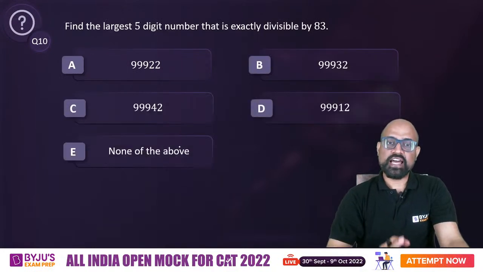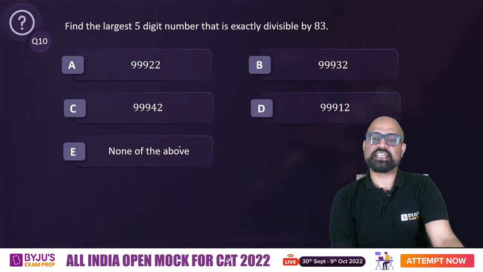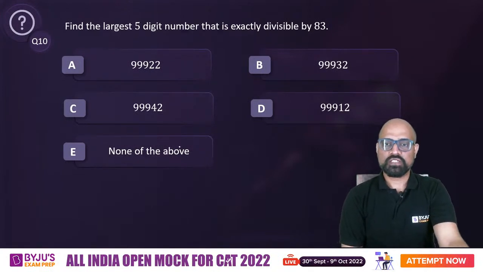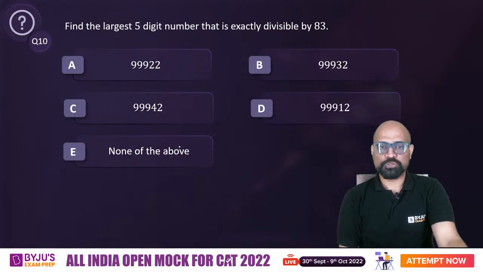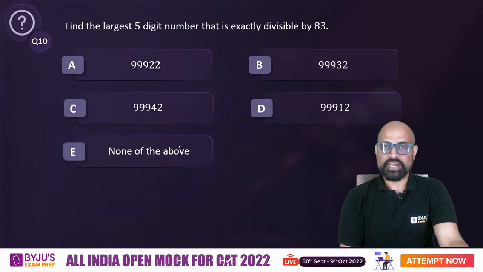Next question: find the largest 5-digit number that is exactly divisible by 83. अब ये तो भाई simple है. Simple है as in you have the options, check which out of these is divisible by 83, right? Of course, you will not have the calculator, so you have to very patiently and very accurately, without making any mistake, find out which one of these will work.